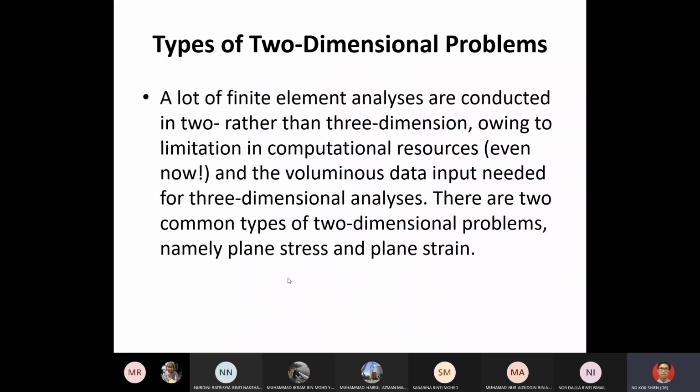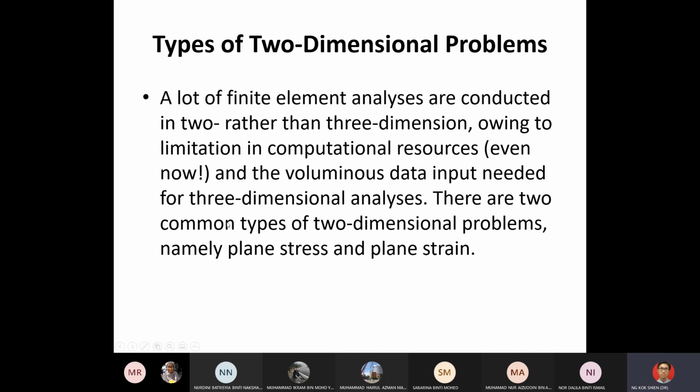For example, in geotechnical engineering, we have embankment. Embankment is normally very long. Long embankment, and then strip footing, also a long strip footing. Tunnel, also a long tunnel. You can see, so we can use a two-dimensional analysis to perform this numerical modeling for these 2D problems. That analysis, we call it plane strain analysis, for long structures.